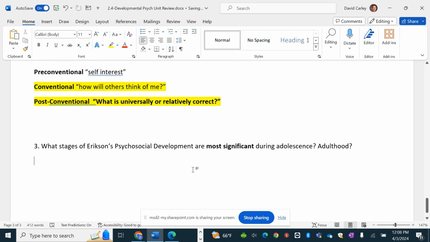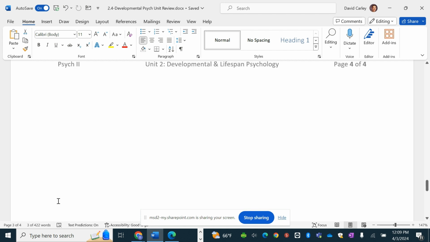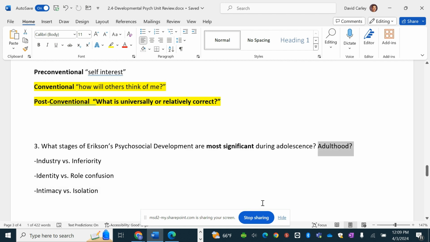And then, what stages of psychosocial development are most significant in adolescence? Well, you start off with industry versus inferiority. That's why your middle school years are so awkward. You're starting to figure out your place. Then you get into your identity versus role confusion stage. And then as you're moving into young adulthood, thinking about intimacy versus isolation. Now that you're on your own, outside of your family dynamic, typically, and thinking about developing those intimate relationships. We didn't talk about adulthood, but adulthood would be mostly generativity versus stagnation, and integrity versus despair.